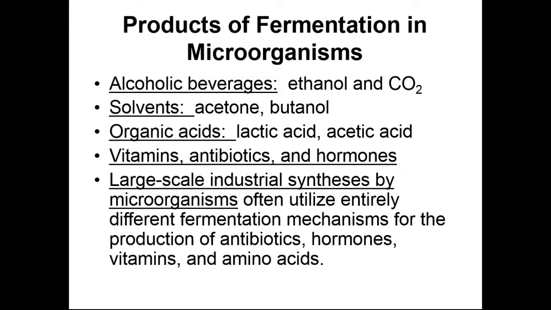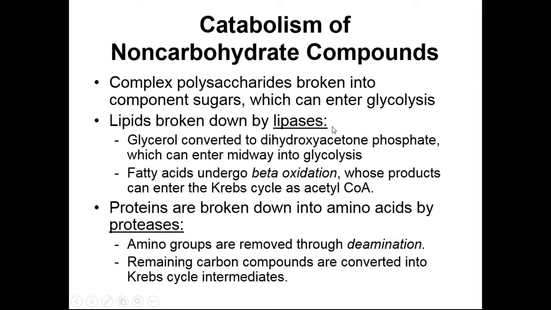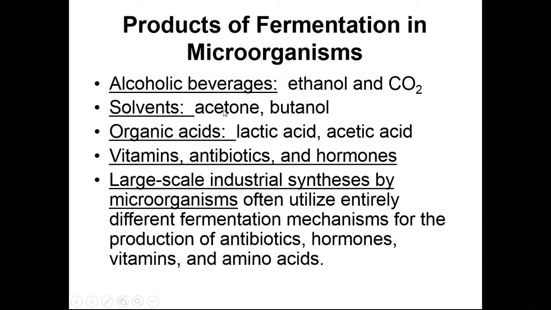Some of the things that microorganisms can make from the fermentative pathways include ethanol, carbon dioxide, acetone, butanol, lactic acid, acetic acid, a wide variety of vitamins, antibiotics, and hormones. For large-scale industrial production of these chemical compounds, generally speaking, we'll put these microorganisms in a chemostat, a device that maintains constant extracellular environments. Those chemostats will force the microorganisms down the fermentative pathways so that we can have large vats producing large amounts of these chemicals that we can use as building blocks for more complex molecules.